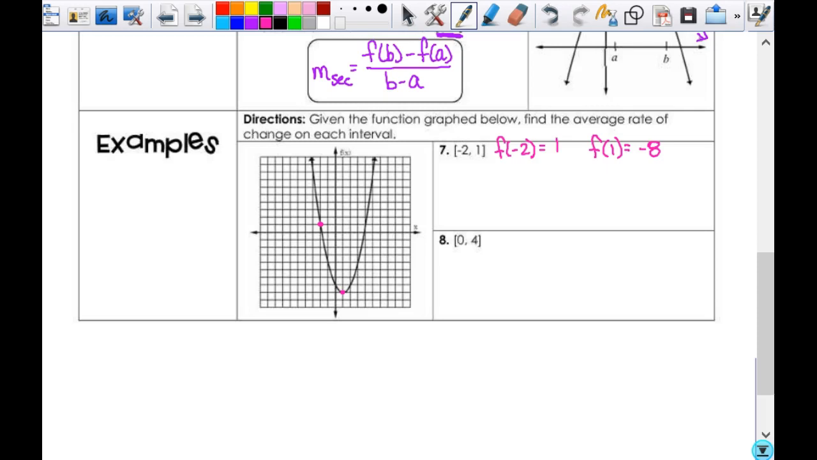All right, so now that I've found those things, I'm going to find the slope of my secant line. That's going to be f of 1 minus f of -2 over 1 minus -2. So I've already found what I need, because I found it first instead of writing this down first. f of 1 is -8 minus f of -2, which is 1. What's 1 minus -2? 3. So this gives me -9 over 3, which is -3. And that is the slope of my secant line.